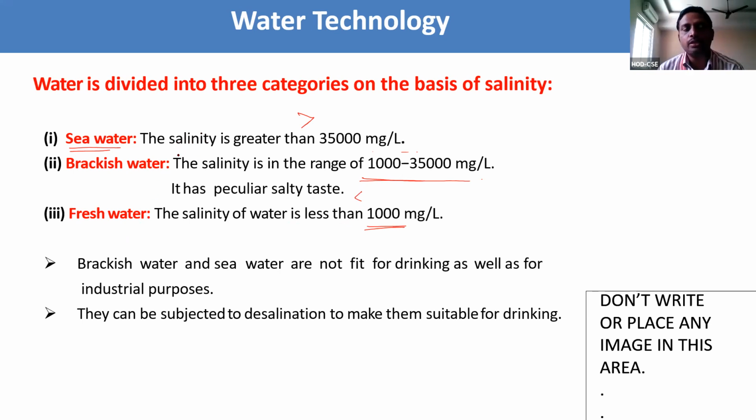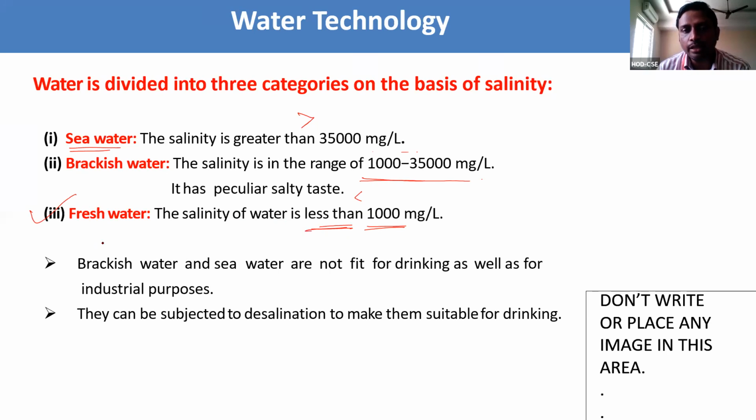The reason we are not using seawater and brackish water for drinking is their salinity. The salinity of seawater is greater than 35,000 milligrams per liter, and brackish water is 1,000 to 35,000 milligrams per liter, and it has a particular salty taste. The salinity of fresh water is less than 1,000 milligrams per liter.